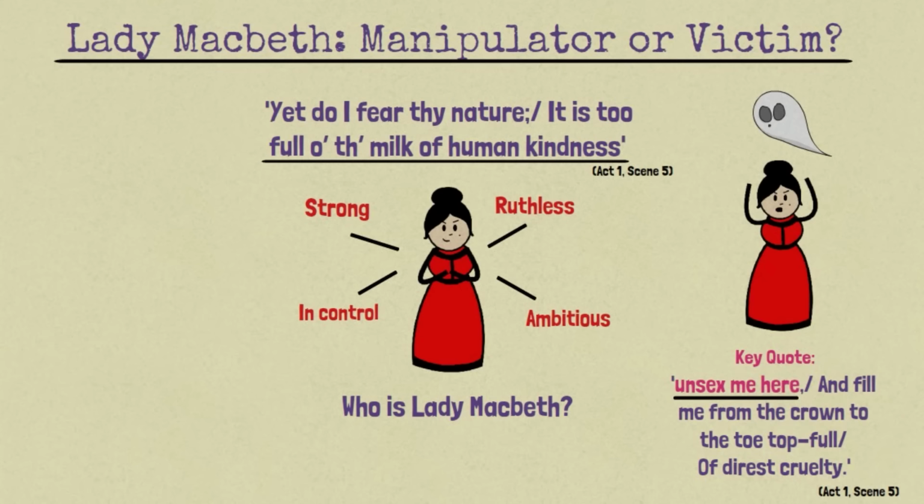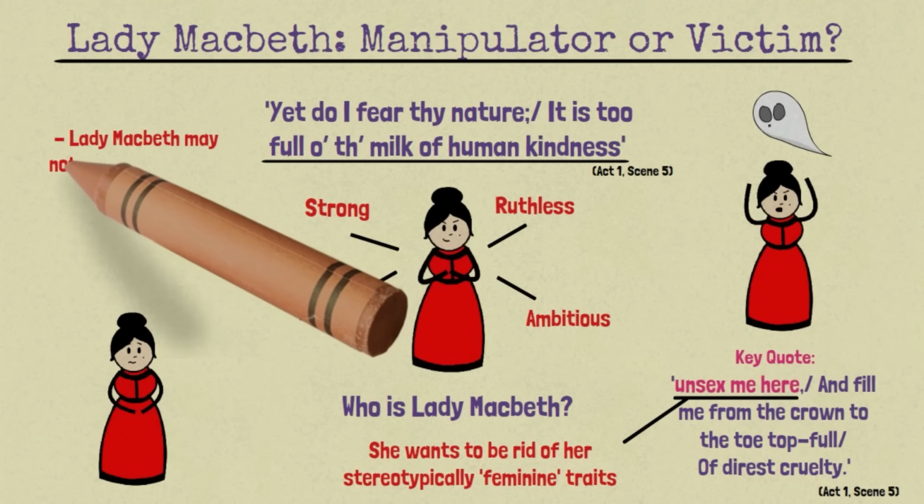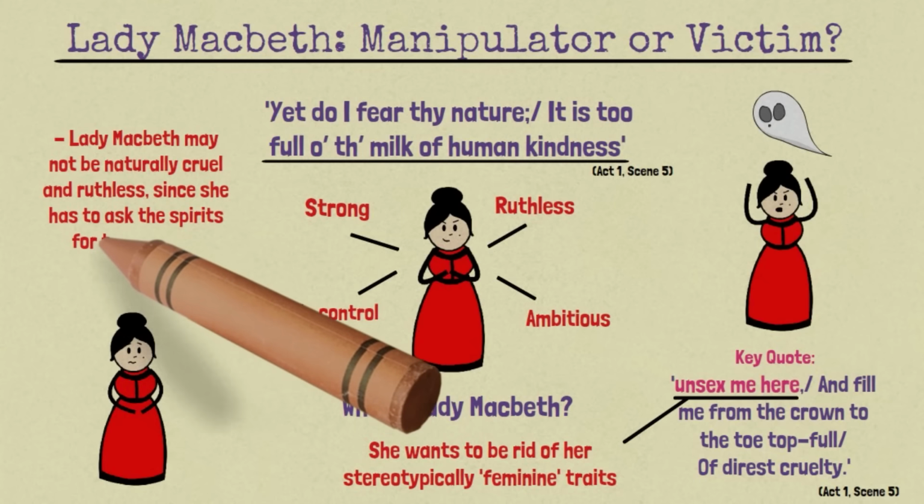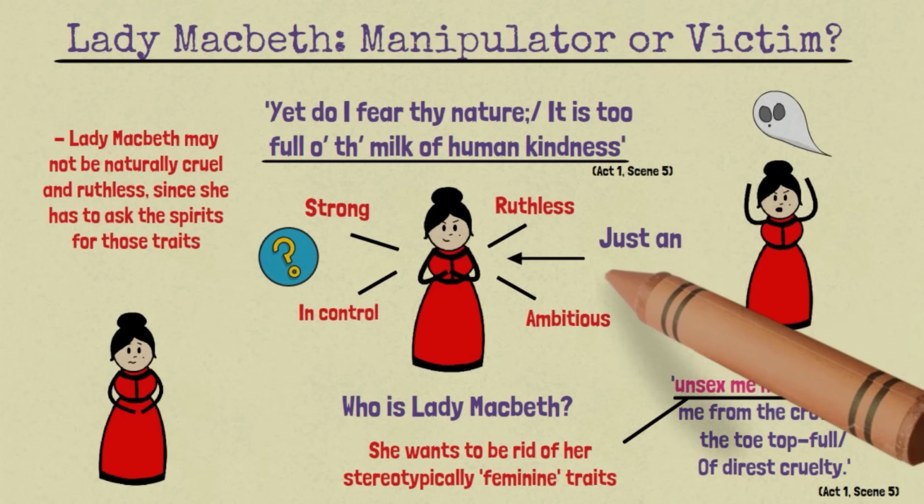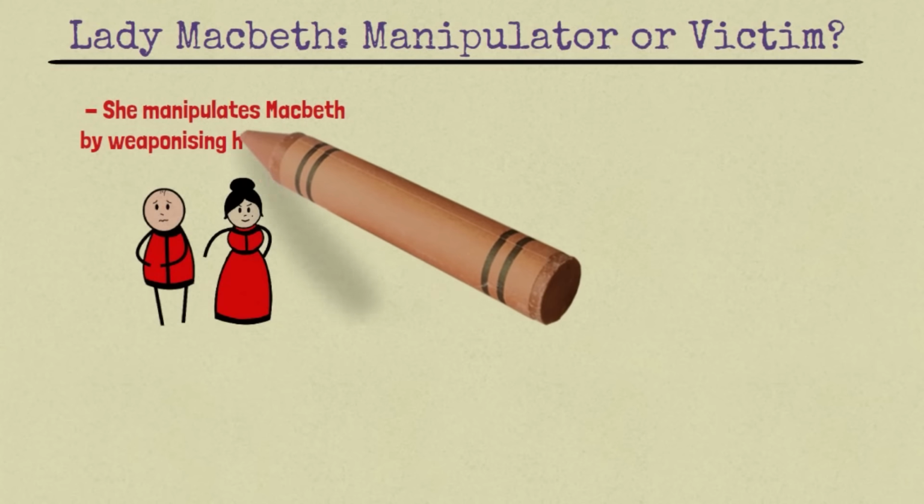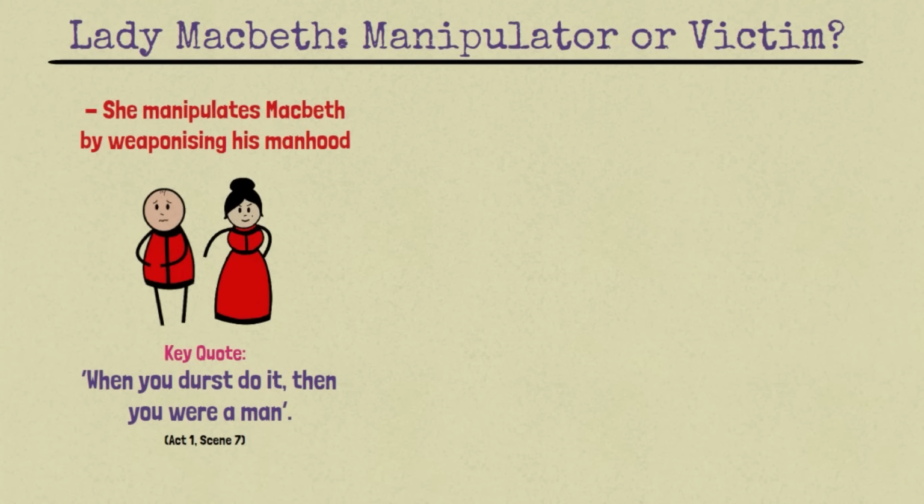By asking to be unsexed, she is ridding herself of all the stereotypical feminine traits so that she can become a ruthless killer. This suggests, however, that she doesn't naturally have cruel and ruthless tendencies, since she has to ask the spirits to fill her with it, which implies from the start that her iron will and cold exterior might be all an act. As planned, she manipulates Macbeth by mocking his indecisiveness and questioning his manhood, saying, "When you durst do it, then you were a man."